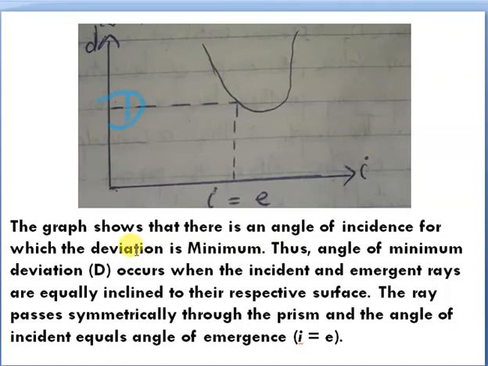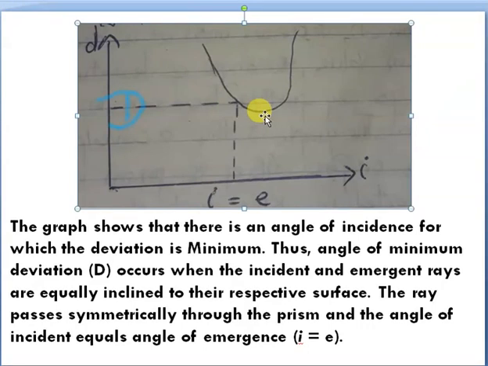Now, we plot D, the angle of deviation, on the y-axis, that is vertical, and the angle of incidence on the x-axis, that is horizontal. You find out that you have a curved graph. Here you find that as the angle of incidence is increasing, the angle of deviation is decreasing, until at a particular point where the deviation is least, we call it minimum deviation.